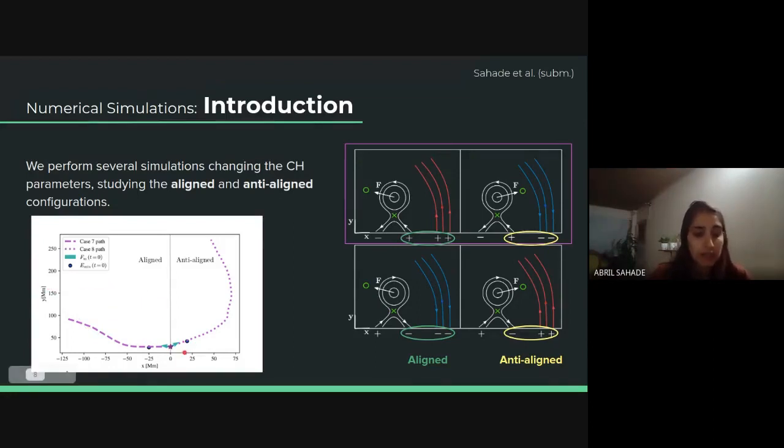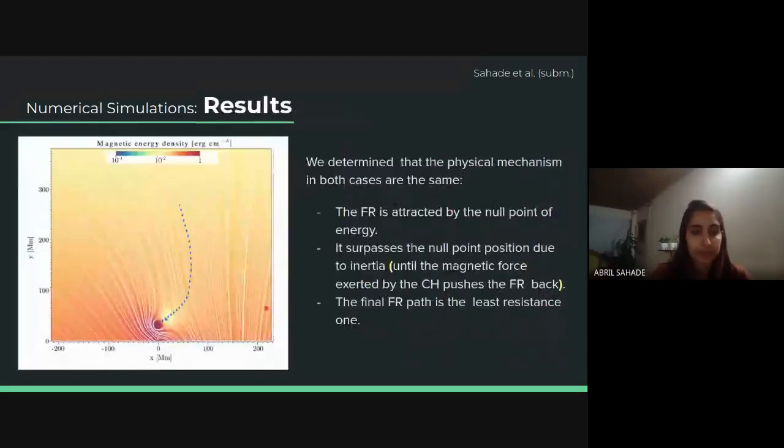And in the case of the anti-aligned configuration, we have that the flux rope is also firstly attracted by the null point, continues its travel, and afterwards it is deflected away from the coronal hole. We determine that the physical mechanism in both cases is the same. And it is because the magnetic force is the principal responsible for the evolution of those structures.